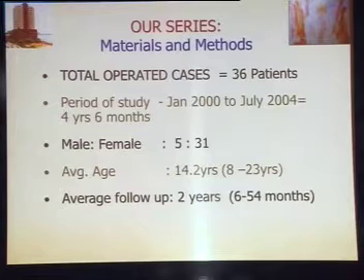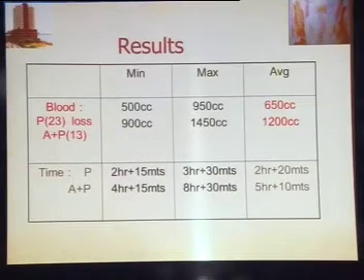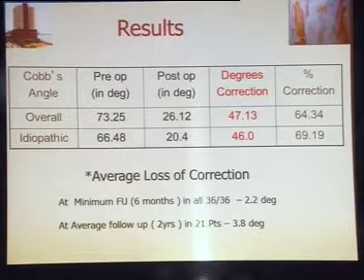Of course, the total number of cases is less, but these are consecutive cases. They are not selectively chosen. And as you can see, the blood loss parameters, etc., everything compares pretty well with most other series. The degree of correction is pretty good. Most of the series with third generation implants, the degree of correction ranges between 50 and 60, so this is not too bad at all.